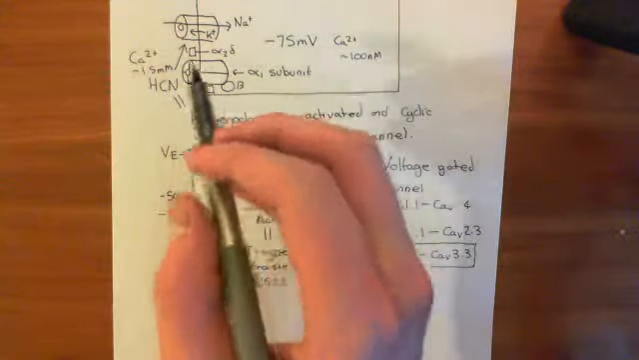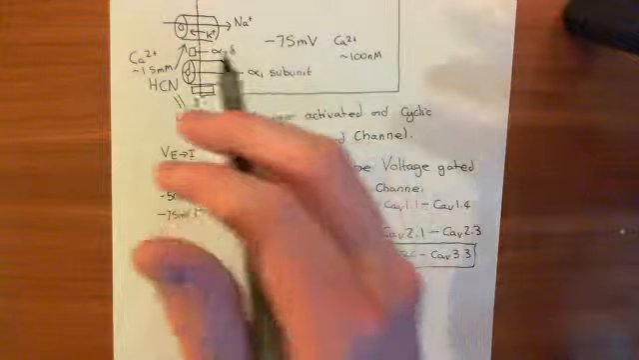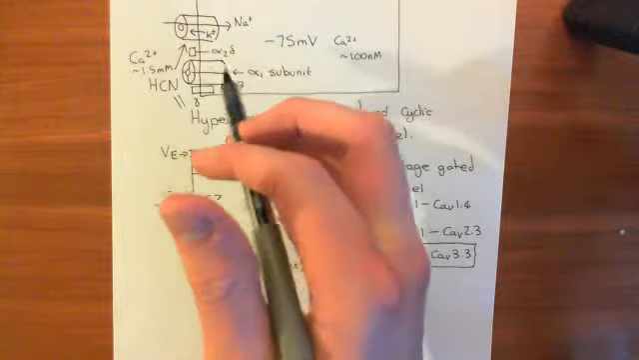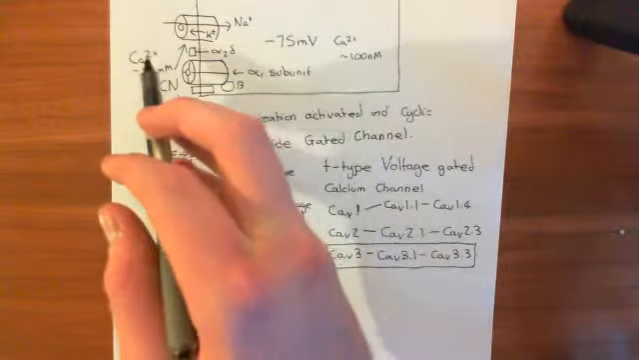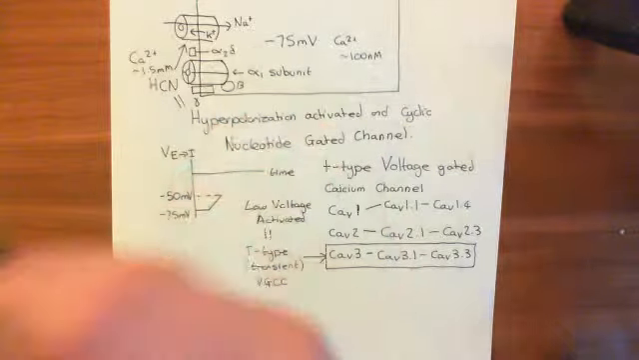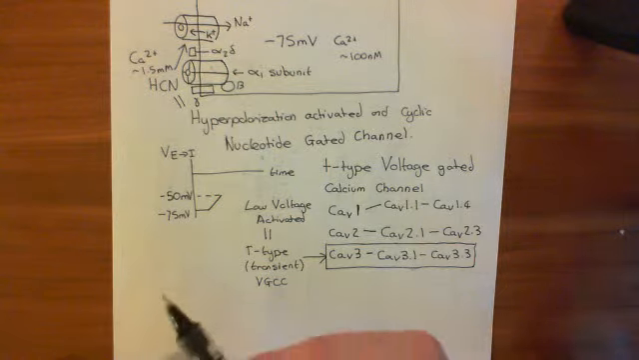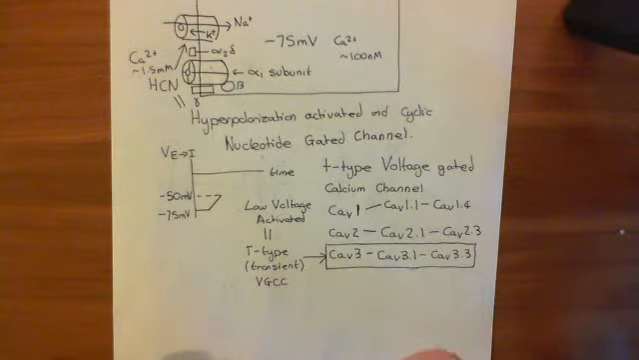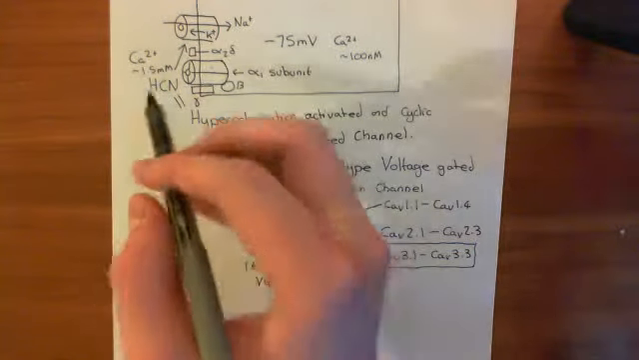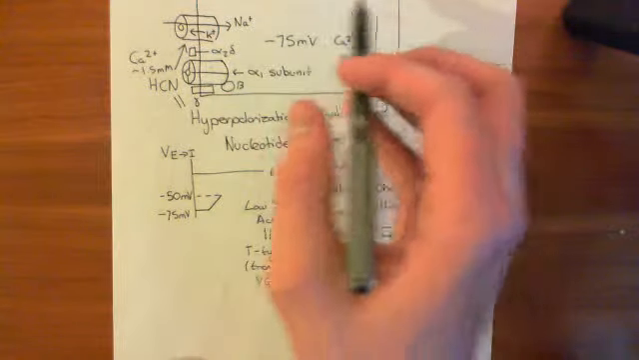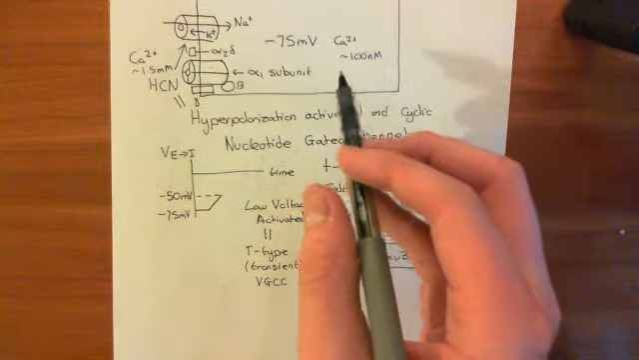The T-type voltage-gated calcium channels are now going to open, and they're going to allow calcium ions to move into the cell, because both the concentration and electrical gradients across this membrane favor movement of calcium into the cell. So you get a net movement of calcium into the cell. Calcium is a divalent cation. It has two positive charges. So you're going to overall move positive charge into the intracellular compartment.